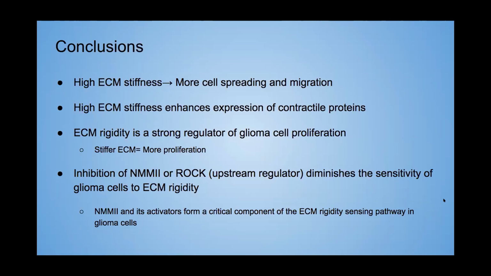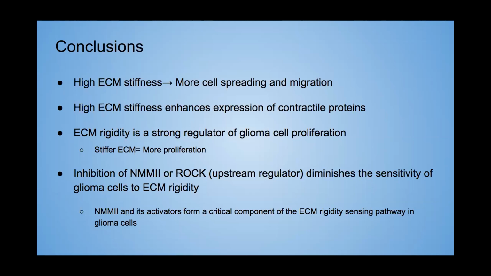Higher ECM stiffness leads to more cell spread and migration. It enhances the expression of contractile proteins. A stiffer ECM equals more cell proliferation. And then again, like I talked about that last figure, perhaps the most interesting takeaway is that inhibiting non-muscle myosin 2 or ROC diminished sensitivity of glioma cells to ECM rigidity.